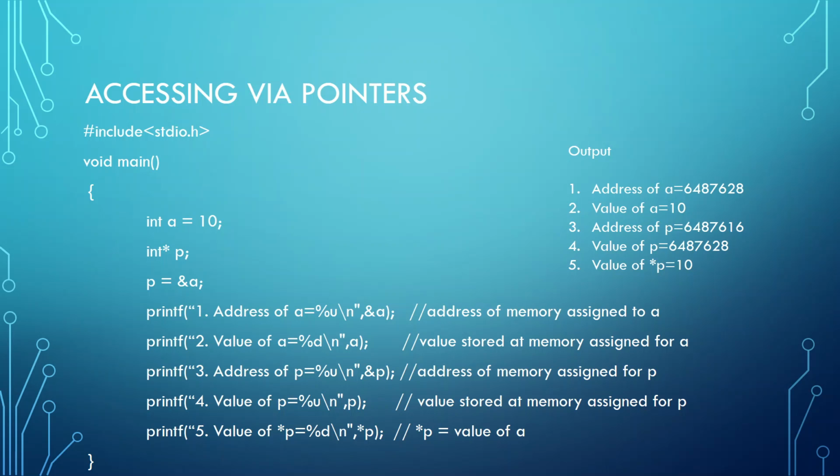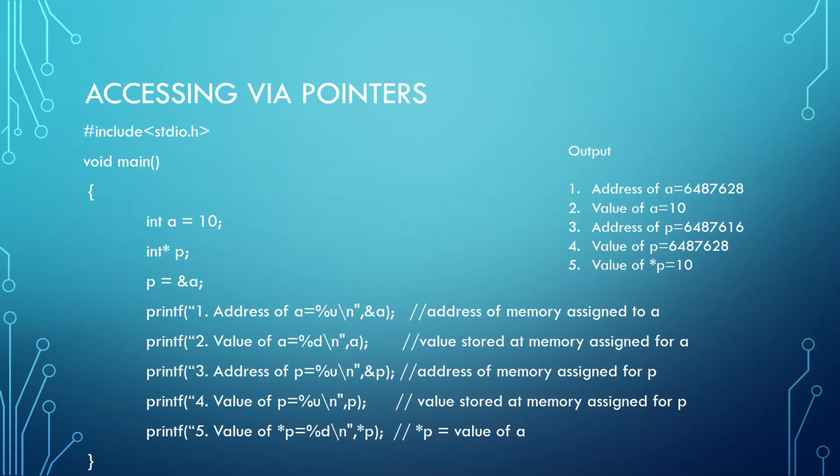Okay, value of a, this is the normal printf statement that we use because it is an integer. The type specifier is percentage d, and you are directly passing the value of a. Then again address of p, this refers to the memory location which is assigned to the variable p. It is again percentage u. This is referring to the address of p, so this is given as ampersand p.